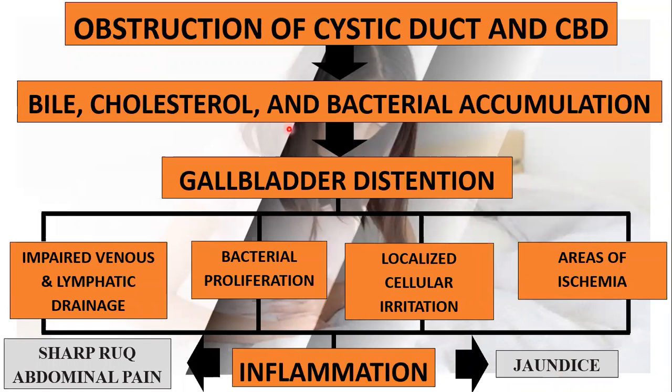which would result to the bile, cholesterol, and bacterial buildup, which would distend the gallbladder. The distended gallbladder would have an impaired venous and lymphatic drainage, increased bacterial proliferation, localized cellular irritation, and even areas of ischemia. All of these mechanisms would lead to an inflammation, which would result in our classic presentation of cholecystitis as jaundice and sharp right upper quadrant abdominal pain, which could be manifested by doing Murphy's sign.